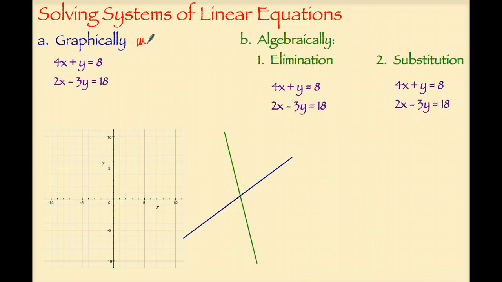So let me write down the secret codes once again. The slope is negative a over b, and then the y-intercept is c over b. So for each of these lines, let's get that information. Starting with the first line, negative a over b is going to be negative 4 over 1, which is negative 4. The y-intercept, c over b, is 8. Then for the second line, the slope is going to be negative 2 over negative 3, which is a positive 2/3. The y-intercept, 18 over negative 3, which is negative 6.